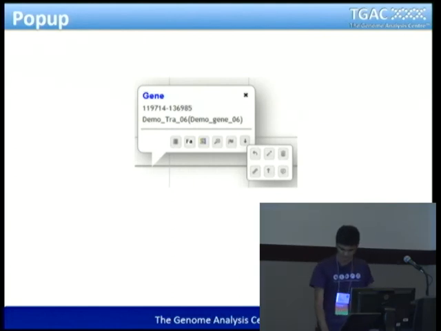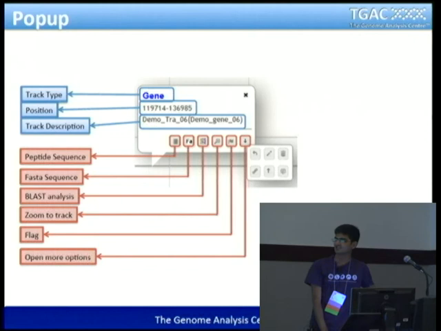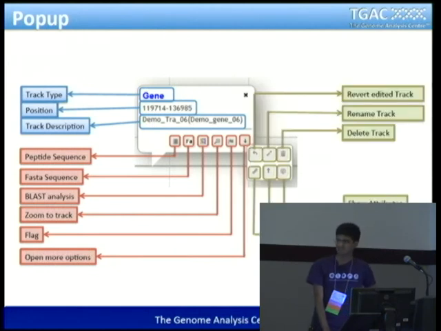The pop-up has so much information. You can see the track type, the position and the track description on the top. That's normal, but you also have more buttons on the bottom. You can get different kinds of FASTA and peptide sequences, or the BLAST, or zoom. You can zoom and flag, and there are more options when you click on open for more options. You get 6 or 7 more options.